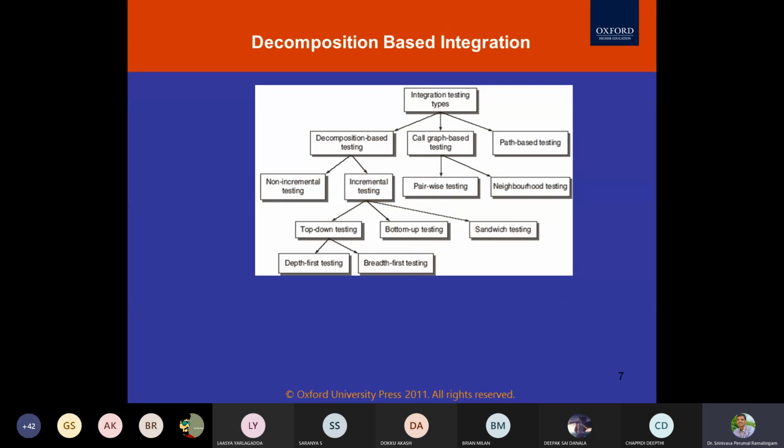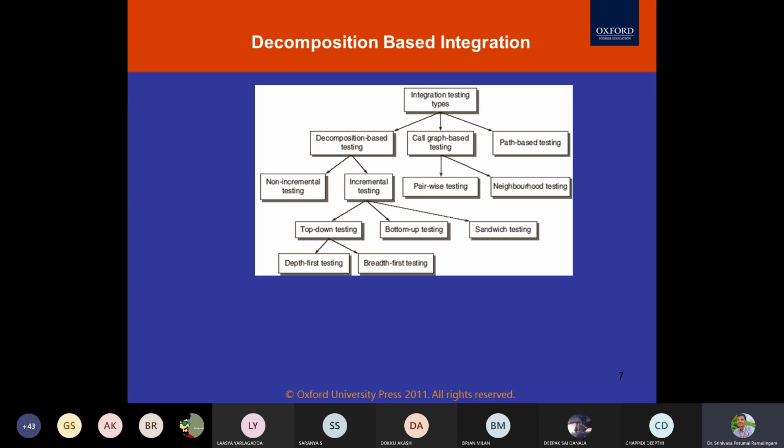Decomposition techniques. In the decomposition techniques, it can be an incremental model or non-incremental model. In that we have several types: top down, bottom up, and sandwich. In top down we have methods called depth first and breadth first searching. I hope you remember depth first searching and breadth first searching, which you studied in your data structures and algorithms concepts. Based on that methodology, they go for top down testing.